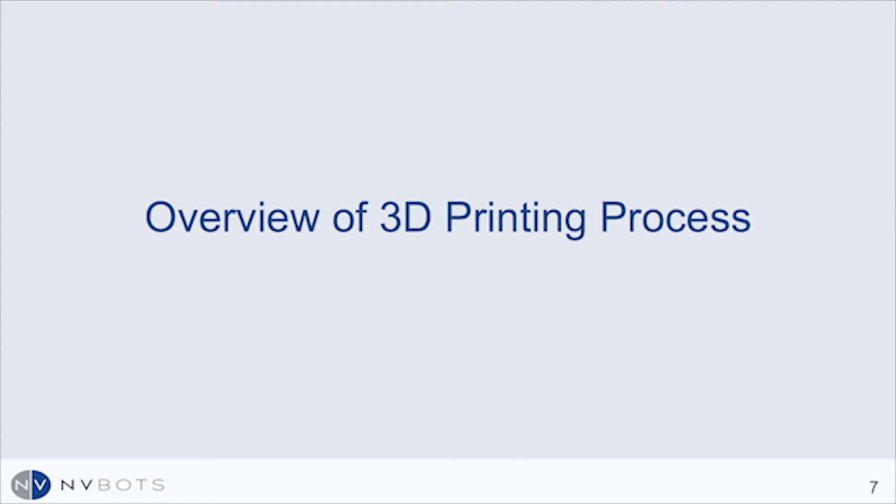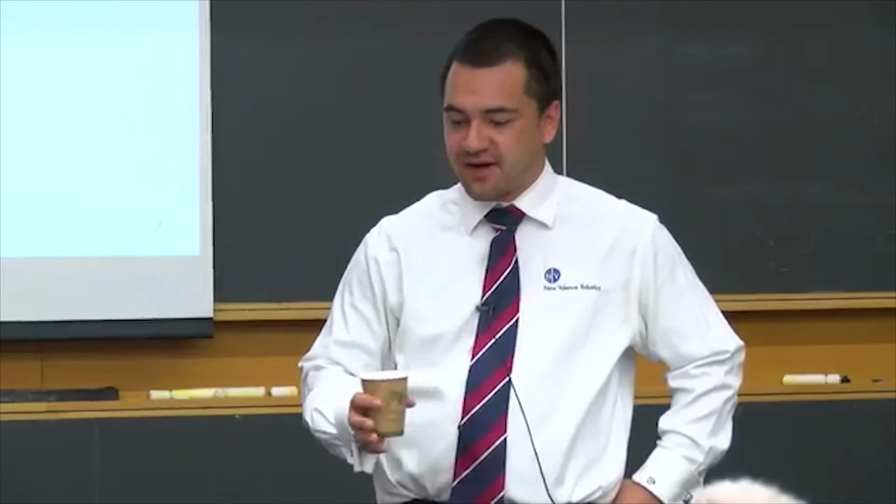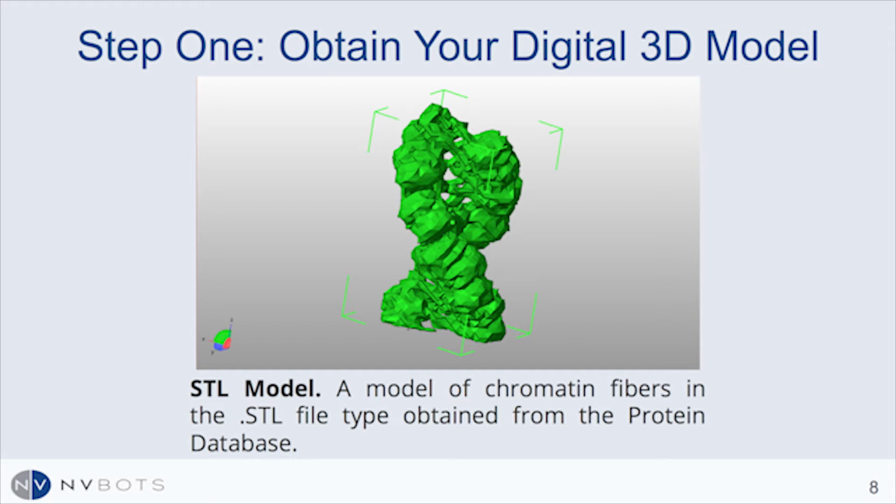So at this point, moving on, the next thing I want to cover is a quick overview of the 3D printing process, just to give you a brief snapshot of it from a high level. Step one in the process is obtaining your digital 3D model. What we want to do is get the STL file, which is essentially the PDF of 3D files, a 3D file that can be read by just about any program and is compatible with just about anything.